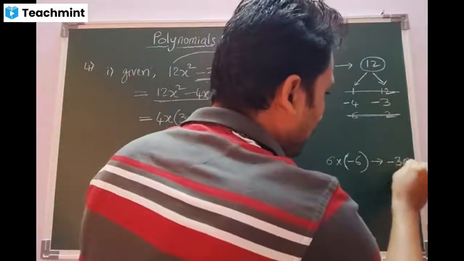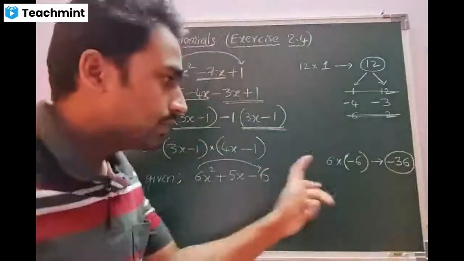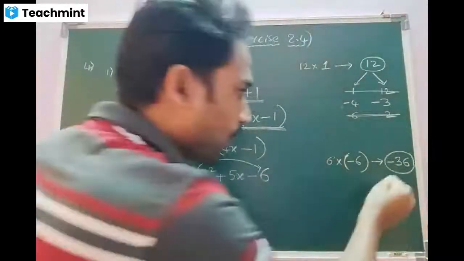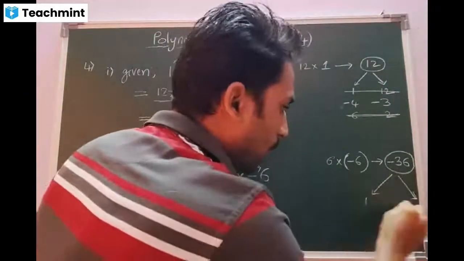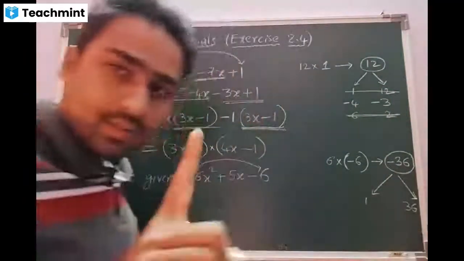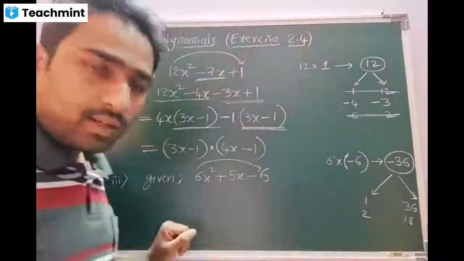Minus 30, minus 3, 36. 6 into 6 is 36, plus into minus is minus. Now, I want the two factors, beta. Let us list out 1 and 36. This is the first possibility. 2 and 18, second possibility.